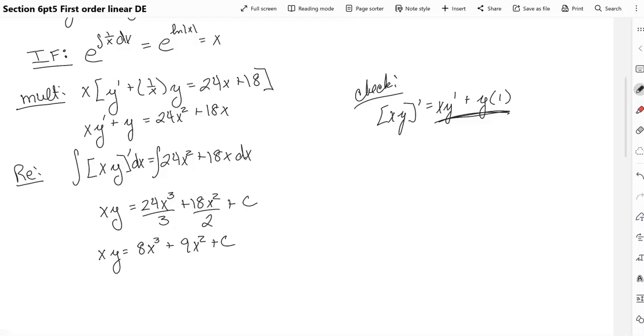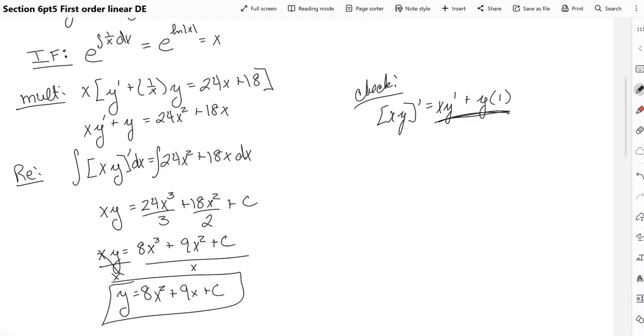And I'm going to divide everything by x to get y by itself. So I'm going to have 8x squared plus 9x plus c over x. We're dividing each of those terms by x. So there is my antiderivative.